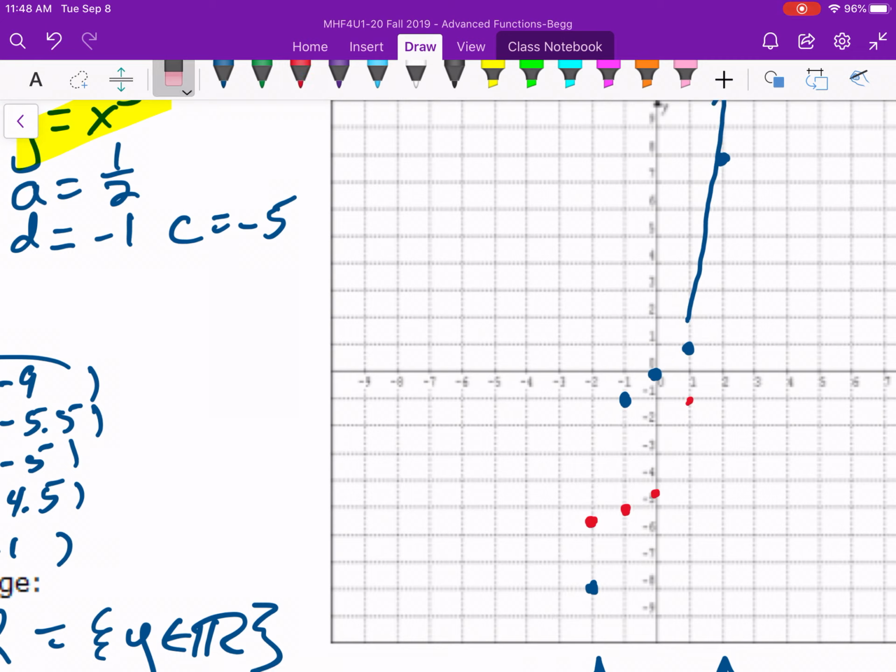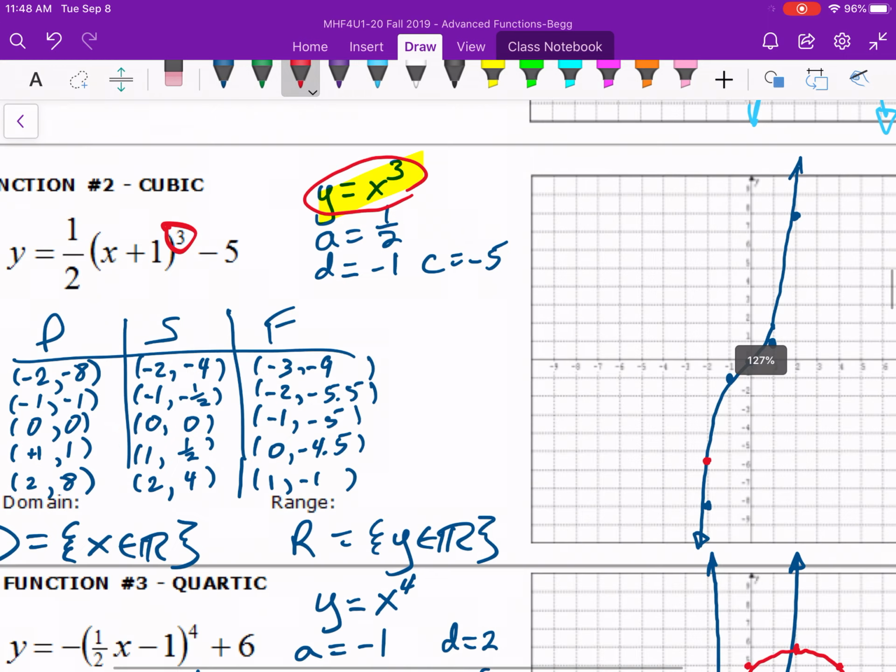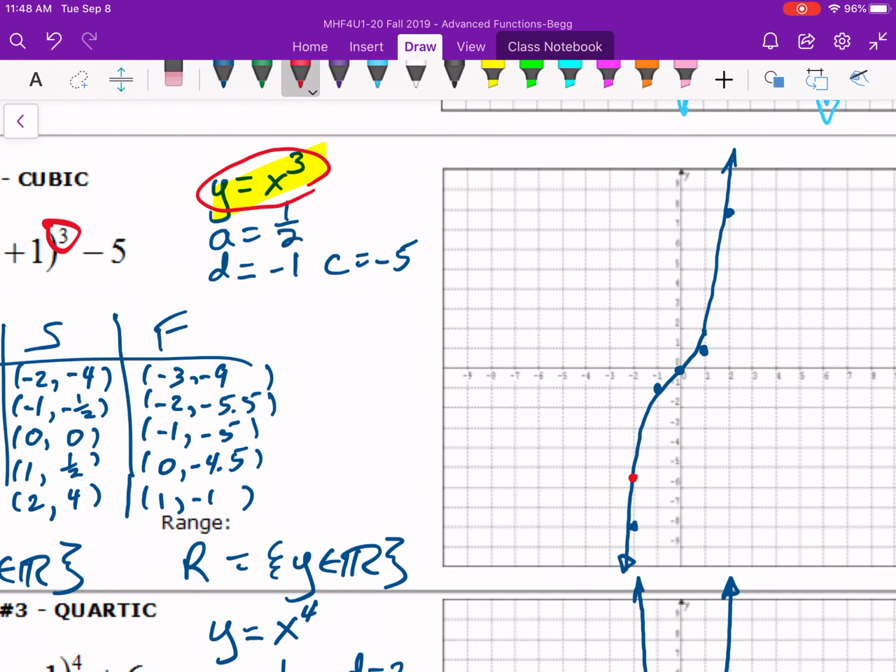The blue graph that I've already drawn here, maybe I'll get rid of the red one. Can I do that without messing everything up? Kinda. All right, this blue one is what the parent function of a cubic looks like. It's what y equals x cubed looks like. How do I know? Well, if I don't know what a graph looks like, I can always just make a table of values and plug numbers in.